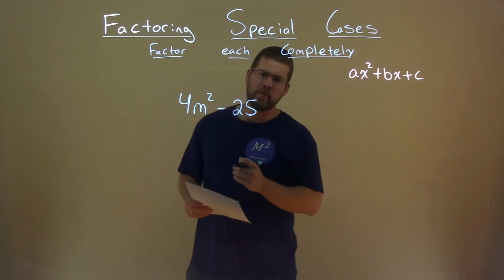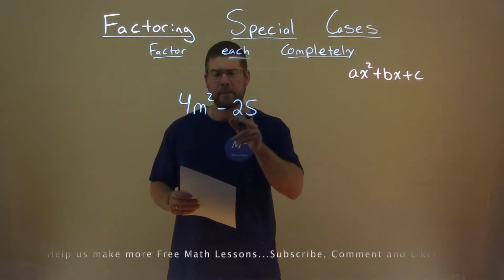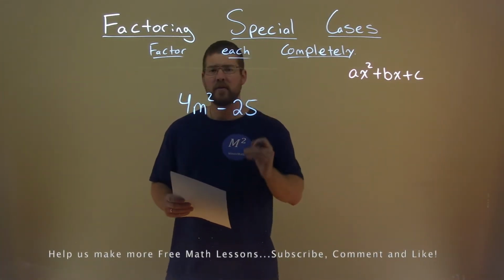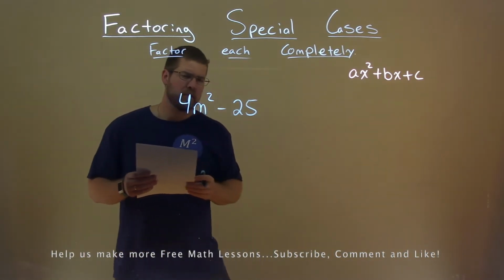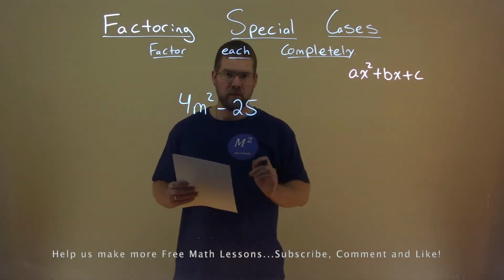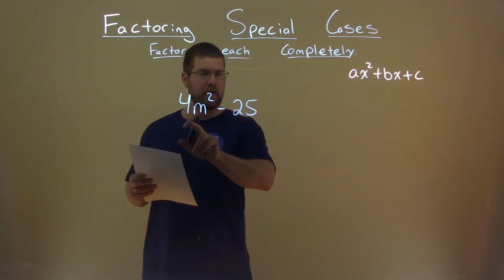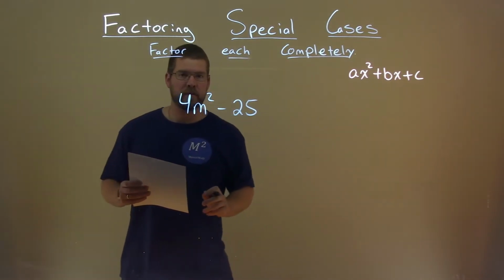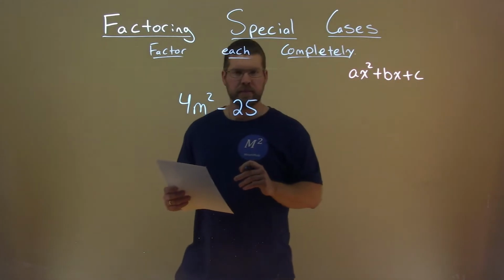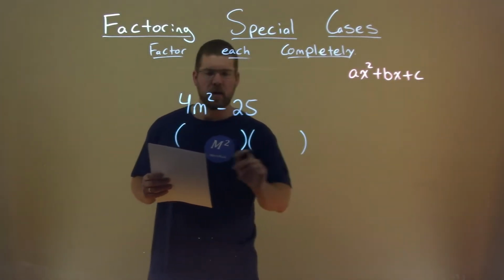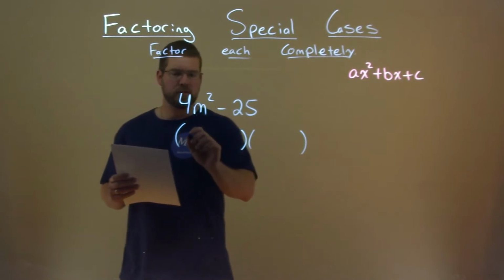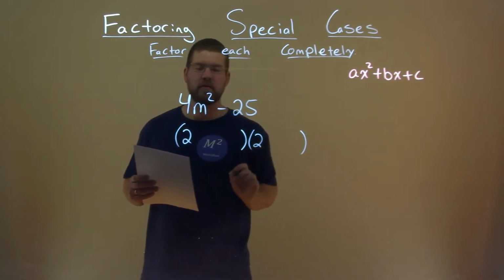We're given this problem right here, 4m squared minus 25, and we need to factor this completely. Well, first thing I notice, no b value. B value is 0. My a here is a perfect square, and so is my c. So I know it's going to have some form like this. We take the square root of 4, which is 2. We have 2 and 2 here.